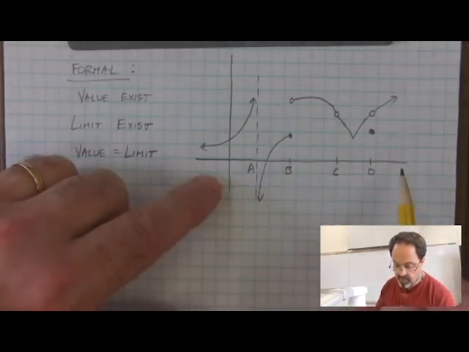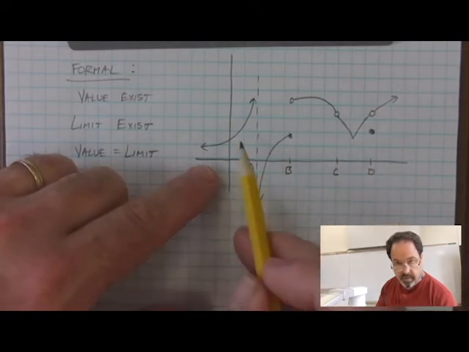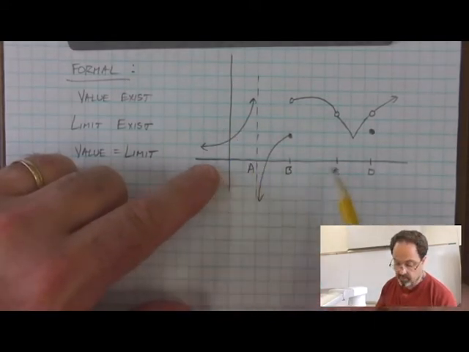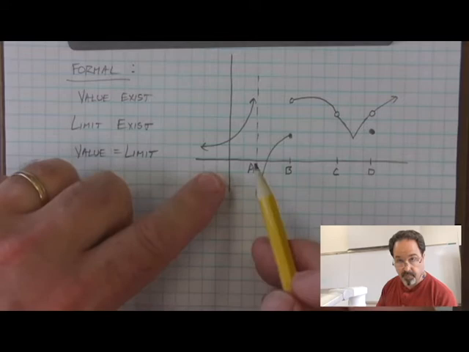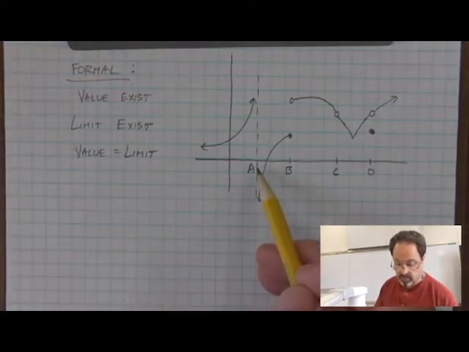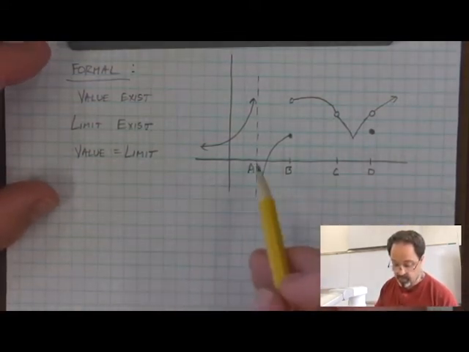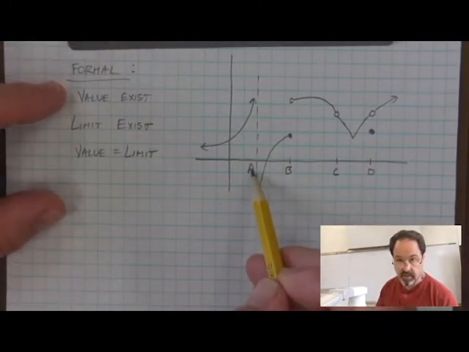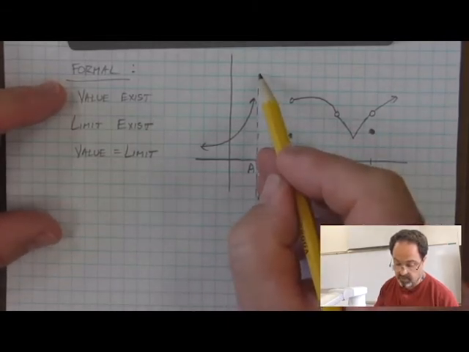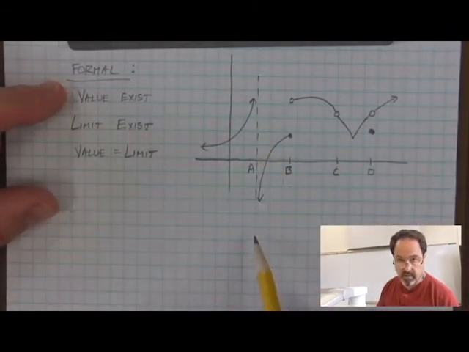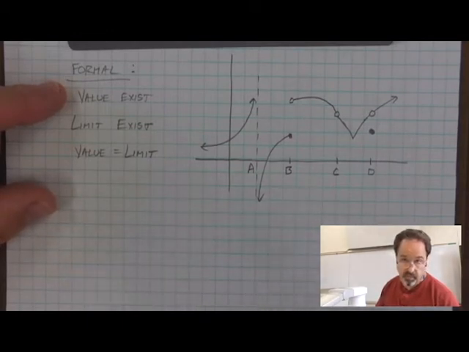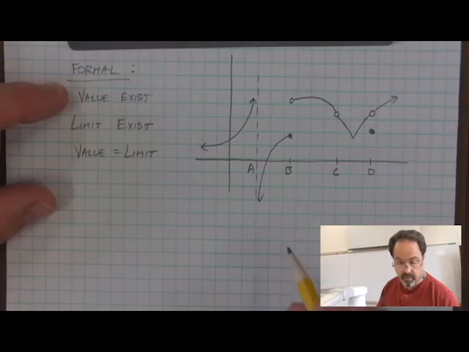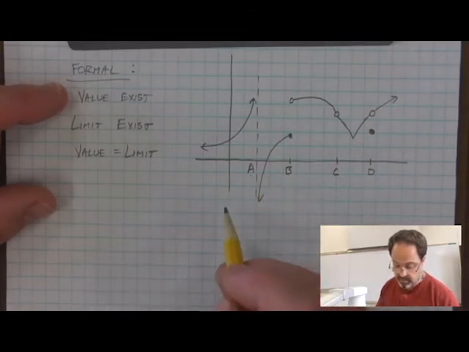Now at each discontinuity we had to lift our pencil. So informally we know that there's a discontinuity there. But formally, how would we justify it? Well, at each one of these we would go through our list. At A, we look for a value, and immediately we can see if we have a vertical asymptote, then that's an indication that A is not in the domain of our function. We don't have a value at A. So rule 1 is a bust already. At A, it's a discontinuity because we have no value.